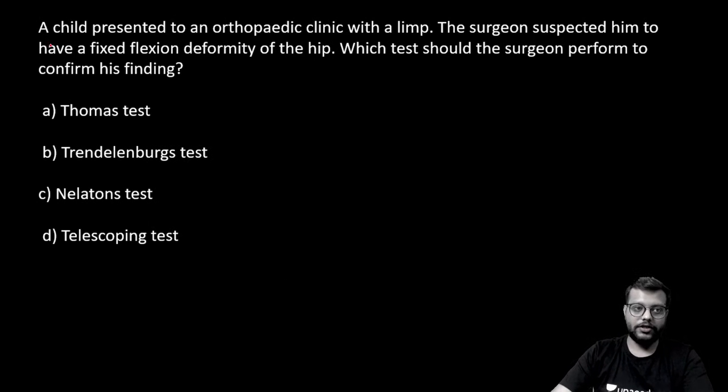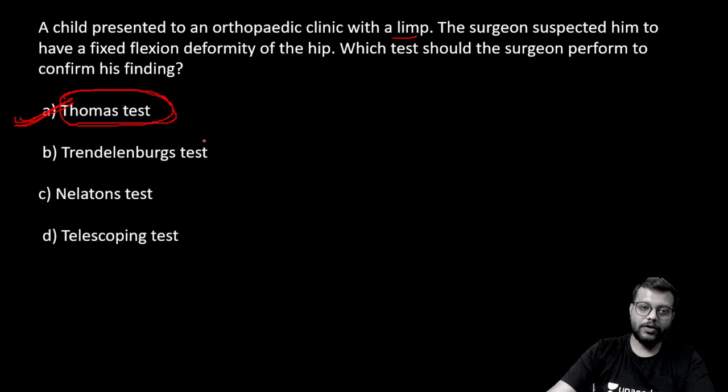Now next question. A child presented to an orthopedic clinic with a limp. The surgeon suspected him to have a fixed flexion deformity of the hip. Which test should the surgeon perform to confirm his diagnosis? Okay, very easy, we have read just now, the answer will be Thomas test. But I have included this question here so that you can know about the remaining three tests also, because the question will not always come on Thomas test.